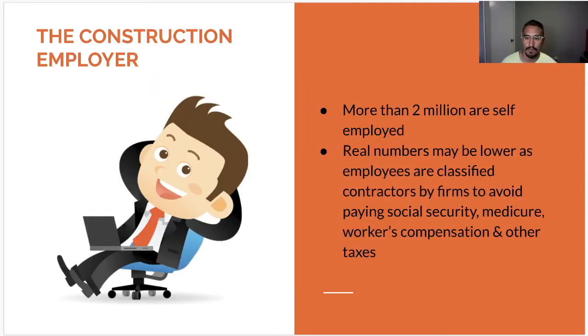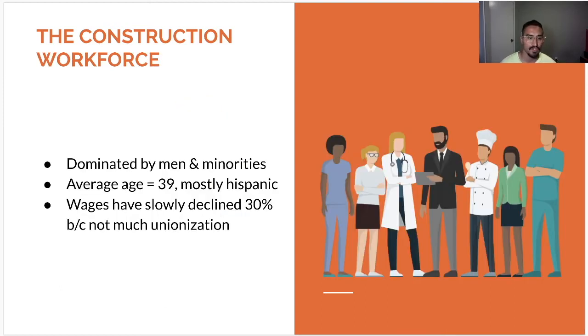Looking at the construction employer, we can see that more than 2 million are self-employed. But the real numbers may be lower because employees are classified as contractors by firms to avoid paying Social Security, Medicare, workers' compensation, and other taxes. When we look at the construction workforce, we can see that it's dominated by men and minorities. The average age is 39 and they're mostly Hispanic. And wages have slowly declined by 30% because there's not much unionization in this industry.